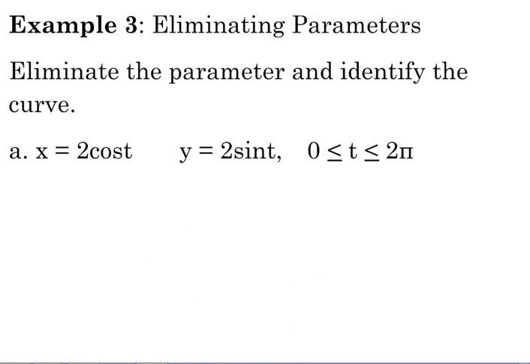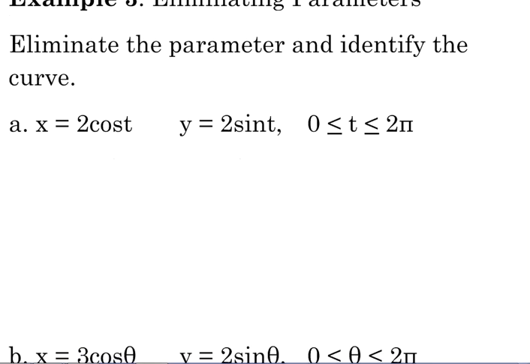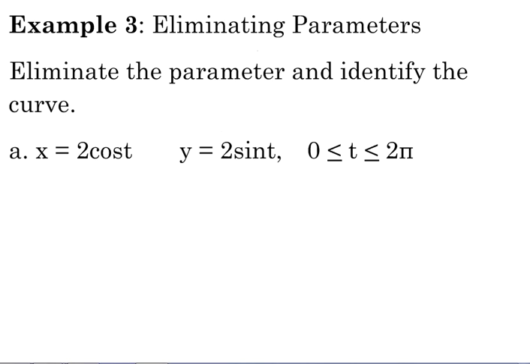All right, so let's look at another example here with eliminating parameters. We're going to eliminate the parameter and identify the curve. So we've got x is equal to 2 cosine of t, y is equal to 2 sine of t, and we are told that t is between 0 and 2 pi.